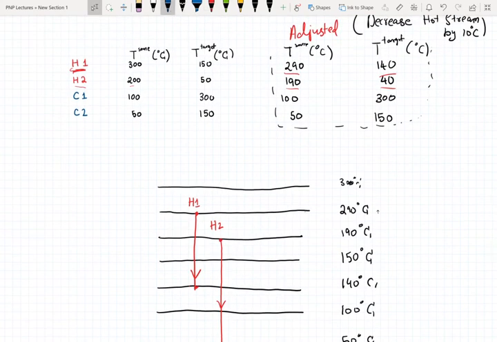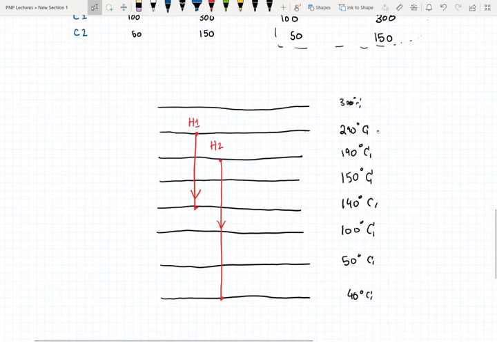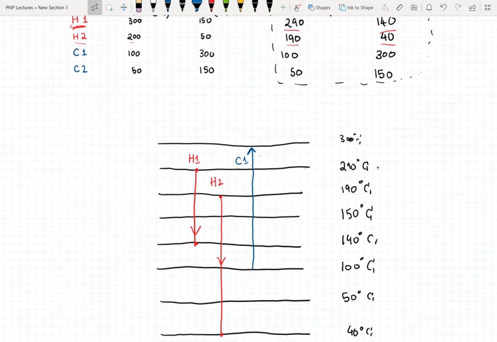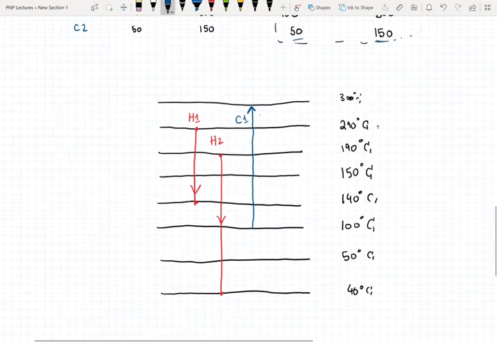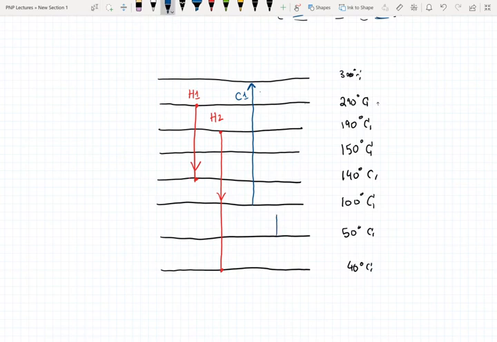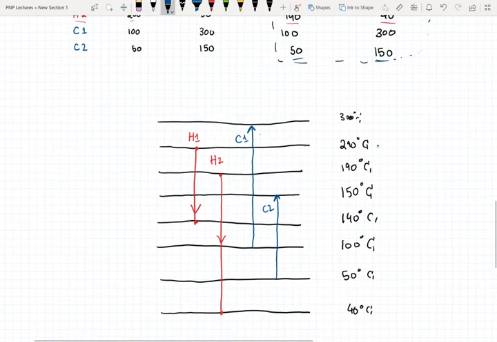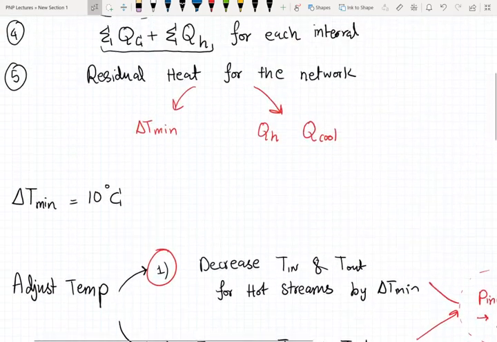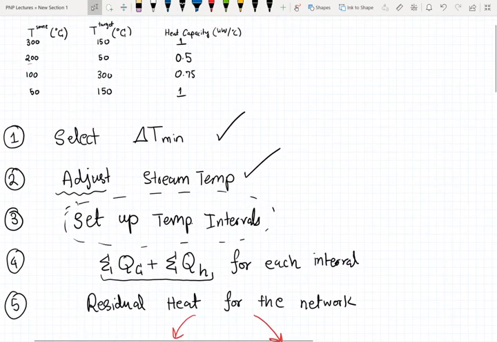And we're left with both of our cold streams. Our first cold stream goes from 100 to 300. So that's C1. And C2 goes from 50 all the way to 150. All right, so that knocks out our third step.